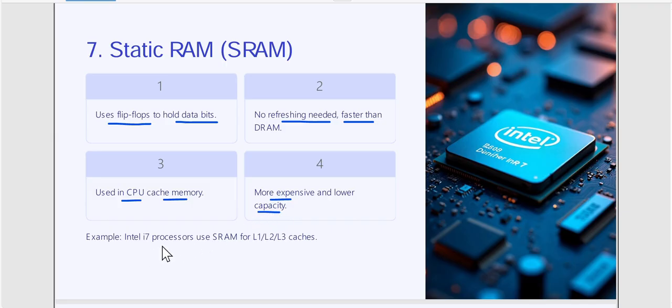And when you see some kind of processors like, let's suppose, Intel i7 processors, it uses SRAM that could be L1, L2, L3 caches. So it is just further, or you can say extra, information over there.